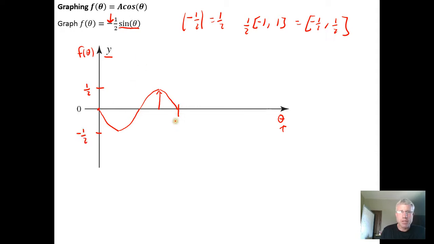The period is still 2 pi, or 360 degrees. So I break my graph up into the 4 key points: the high point, the theta intercept, the low point, the theta intercept, and I label in my degrees. I can do this either in degrees or in radians. 90, 180, 270, 360, multiples of 90 degrees, and there is the graph of my function.